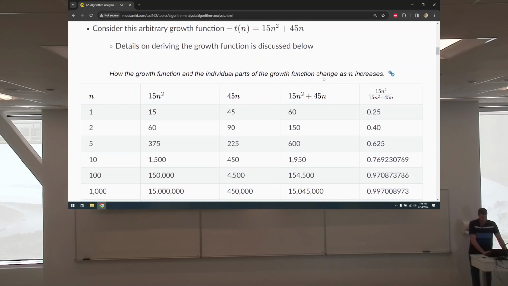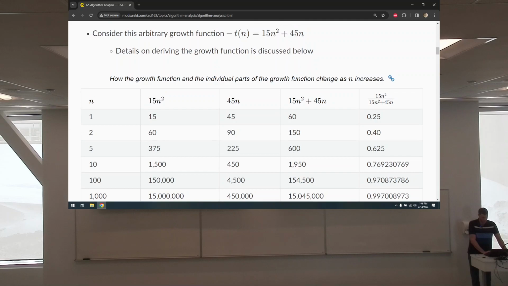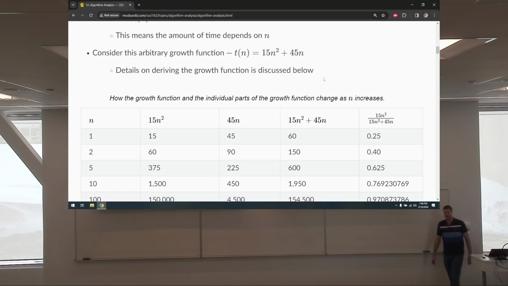Let's take a moment. Let's say n was 1. If I plugged in 1 to that whole expression, I get the result in this column here, it's 60, right? Why? Because 15 times 1 squared is 15, plus 45 times 1, well, that's 45, plus 15, that's 60, okay?